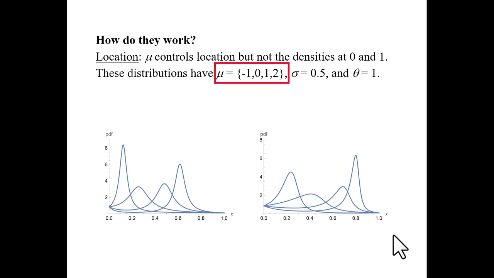Mu, on the other hand, controls location, but it doesn't influence the densities at 0 and at 1. The distributions here have varying mu and fixed theta and fixed sigma, and you can see that's exactly what's going on. The densities at 0 and 1 stay the same, but we've got location shifting around.